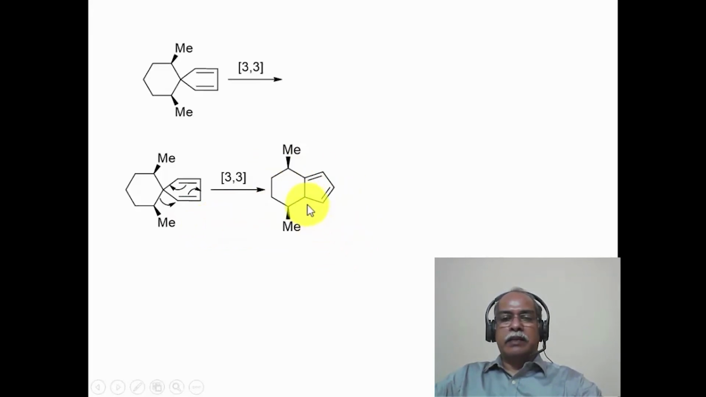Remember, here there is a hydrogen. This is also a monosubstituted cyclopentadiene. These hydrogens can now migrate by 1,5 shifts. So this can in fact further undergo many 1,5 sigmatropic rearrangement reactions during the course of the heating of this molecule.